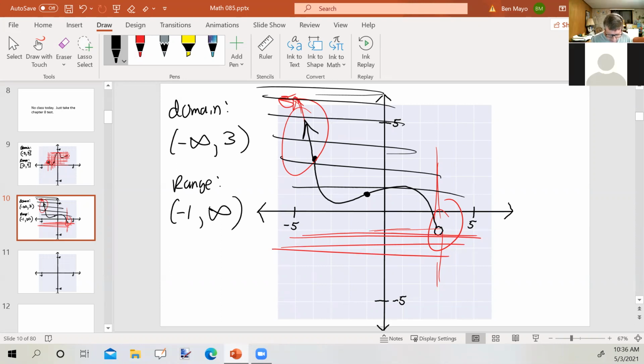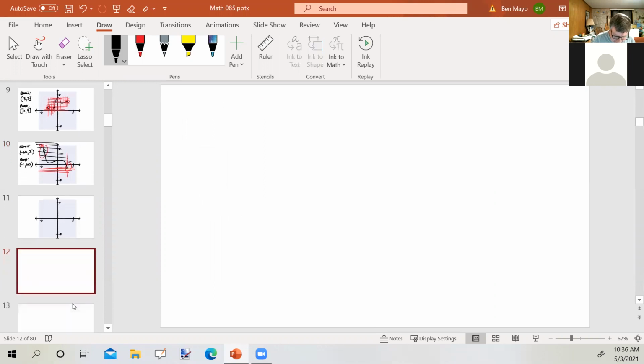All righty, let's take a look at some other situations. This goes back to some things like what were in the book. Let's say you've got g of x equals the square root of x plus 9, and we're asked to find the domain.